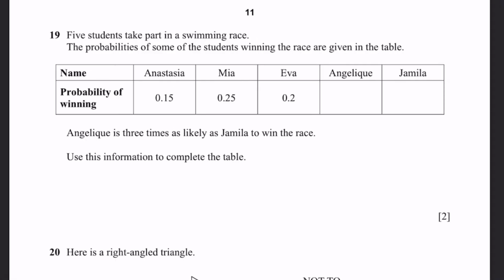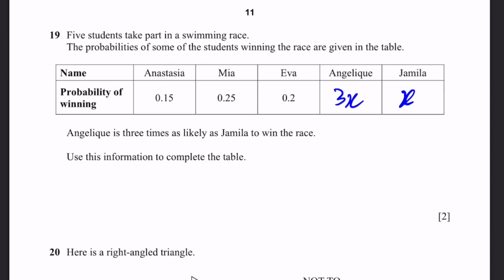5 students take part in a swimming race. The probabilities of some students winning the race are given in the table. Angelique is 3 times as likely as Jamila to win the race. Use the information to complete the table. So if Jamila's probability is x, then Angelique is 3 times x or 3x. Now adding all these probabilities, we must equal 1.